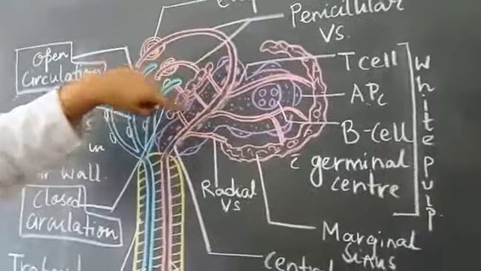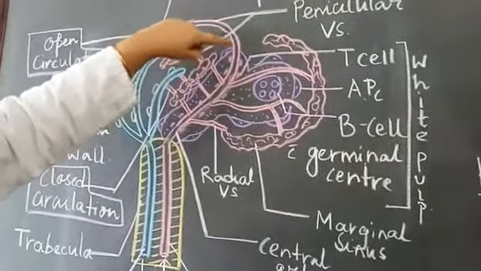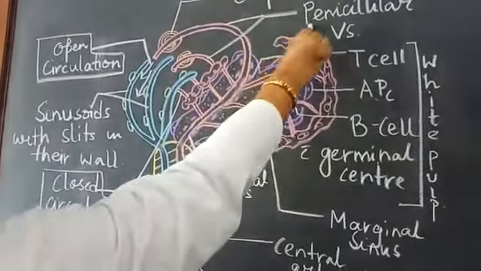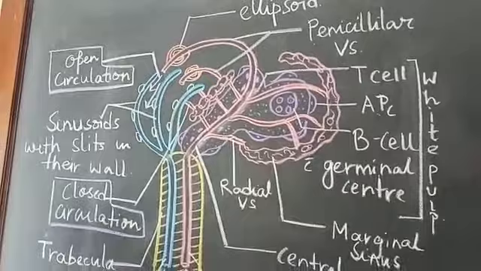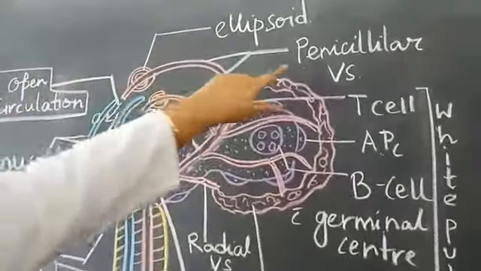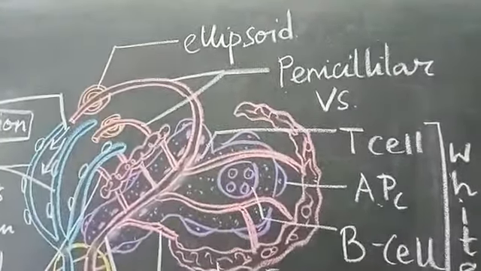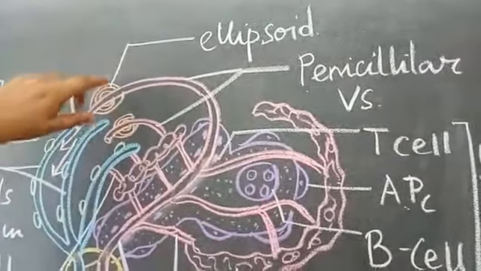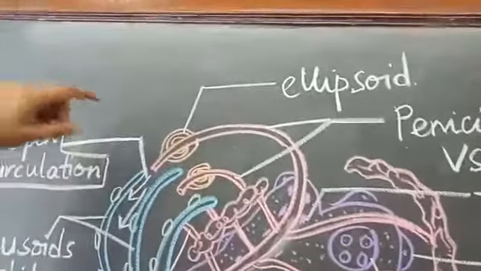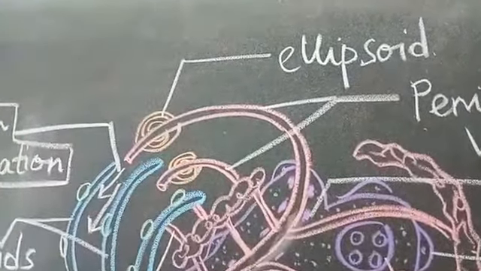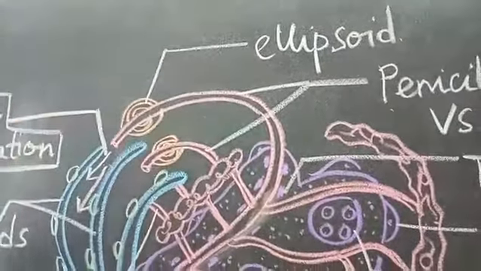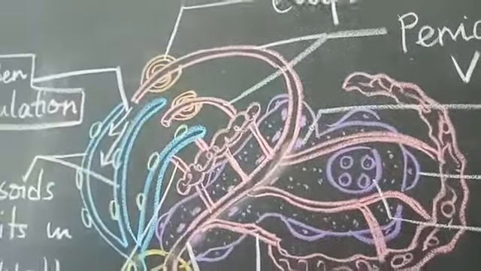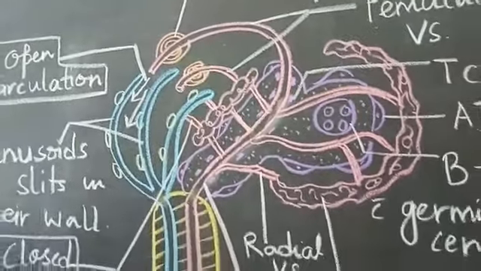As soon as this arteriole leaves the periarteriolar lymphatic sheath, the name changes and it is known as straight branches. It gives out 5 to 6 straight branches. These are known as penicillar branches. These penicillar branches are surrounded by some aggregations known as ellipsoids, and this is more prominent in cats and dogs.